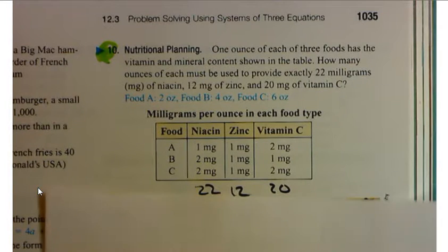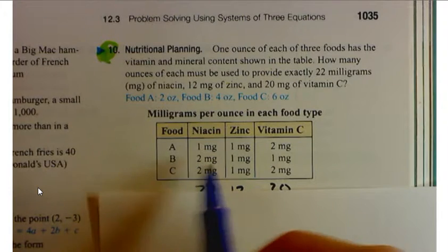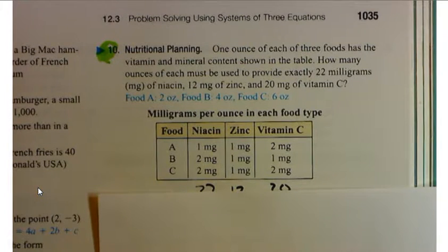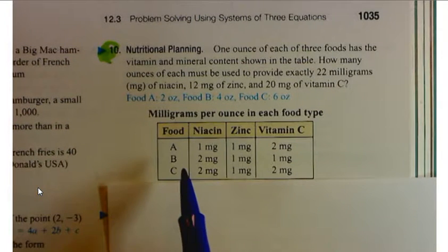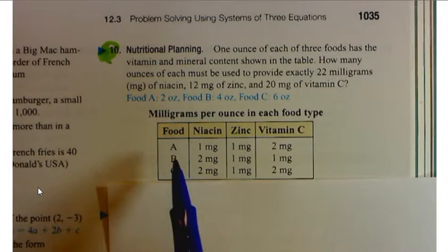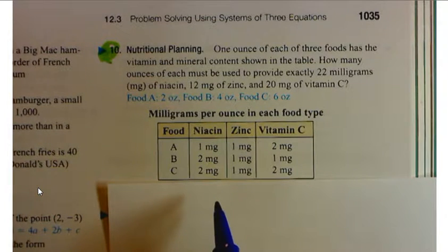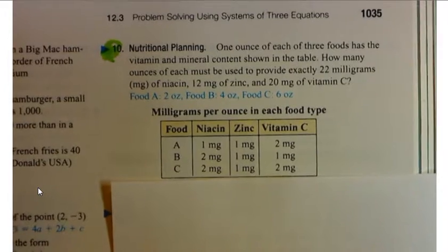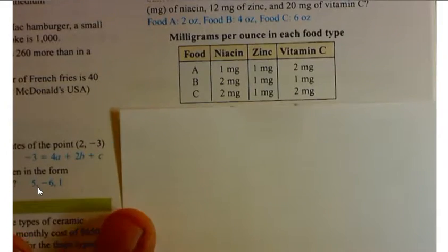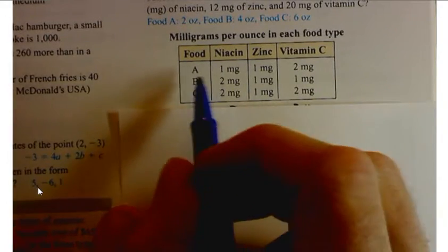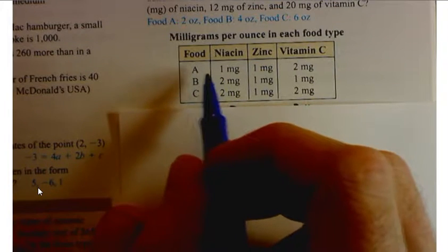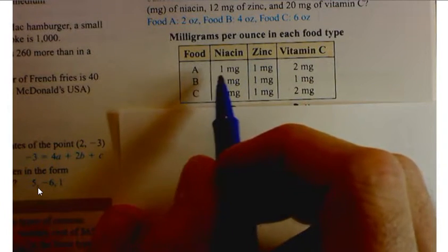Now what you don't know is how many ounces of each of these you should use. But we do have some constraints. We want the niacin from A, B, and C to add up to 12. So that gives you kind of a suggestion as to an equation. How much niacin do you get from food A? Well, the table tells us you get 1 milligram.